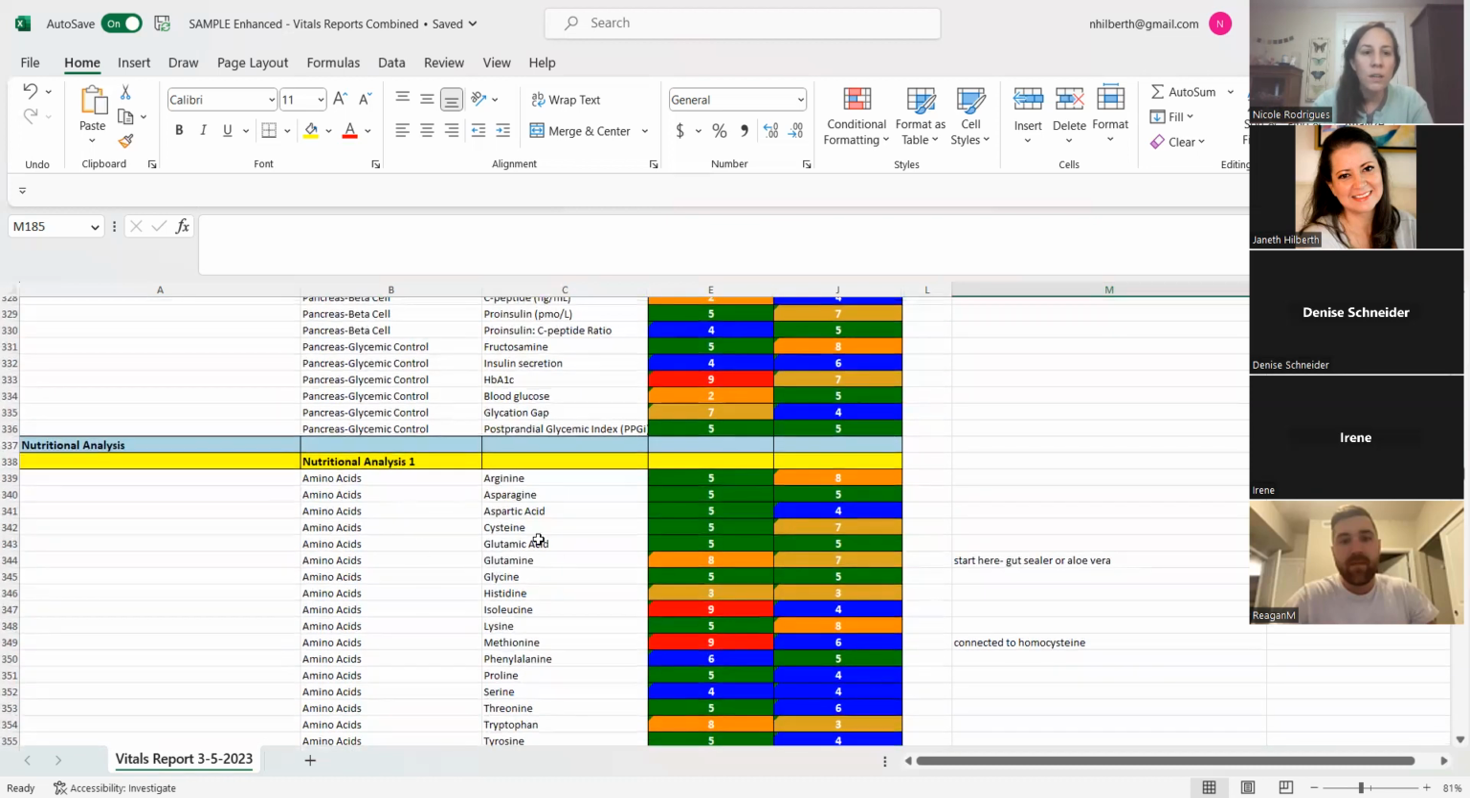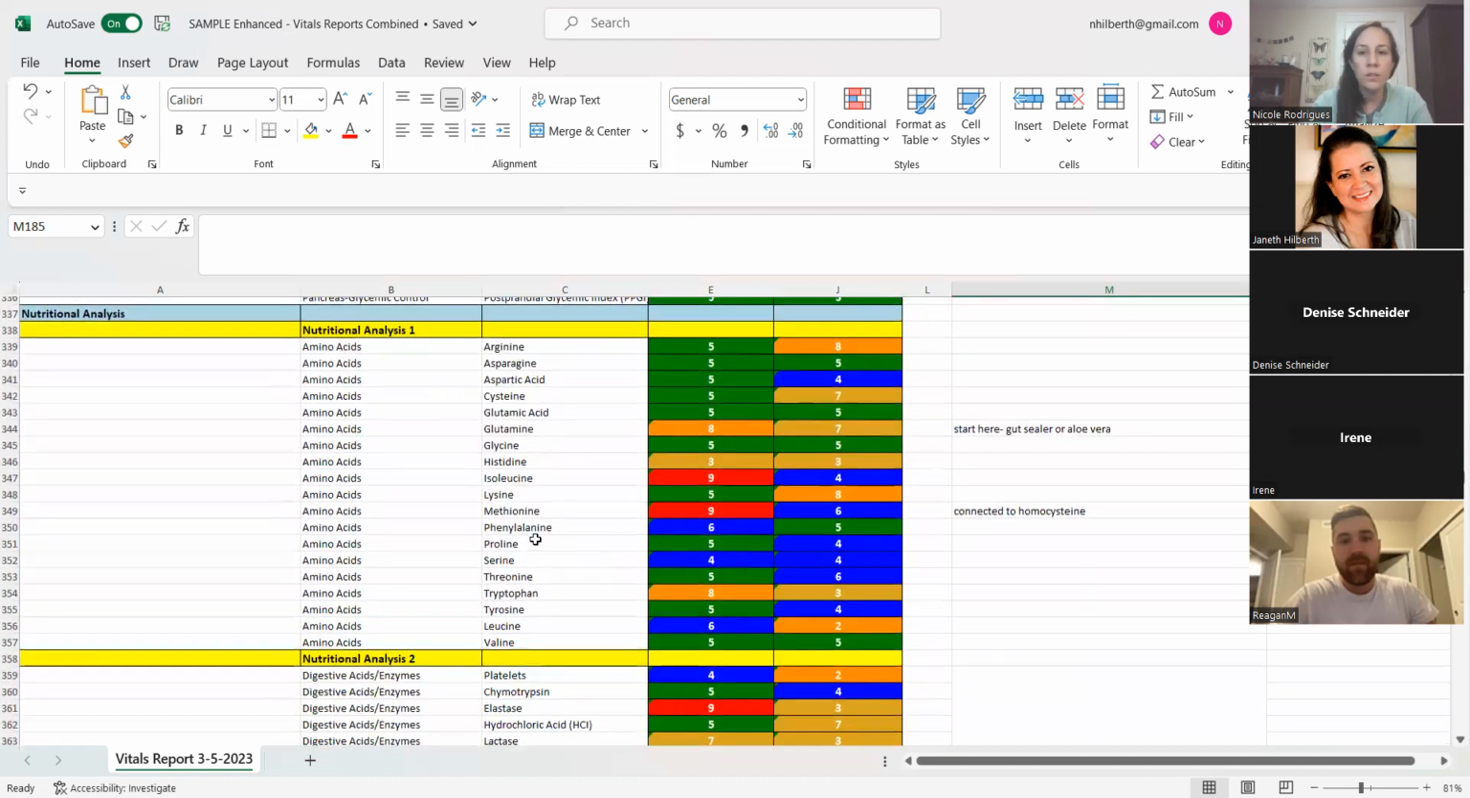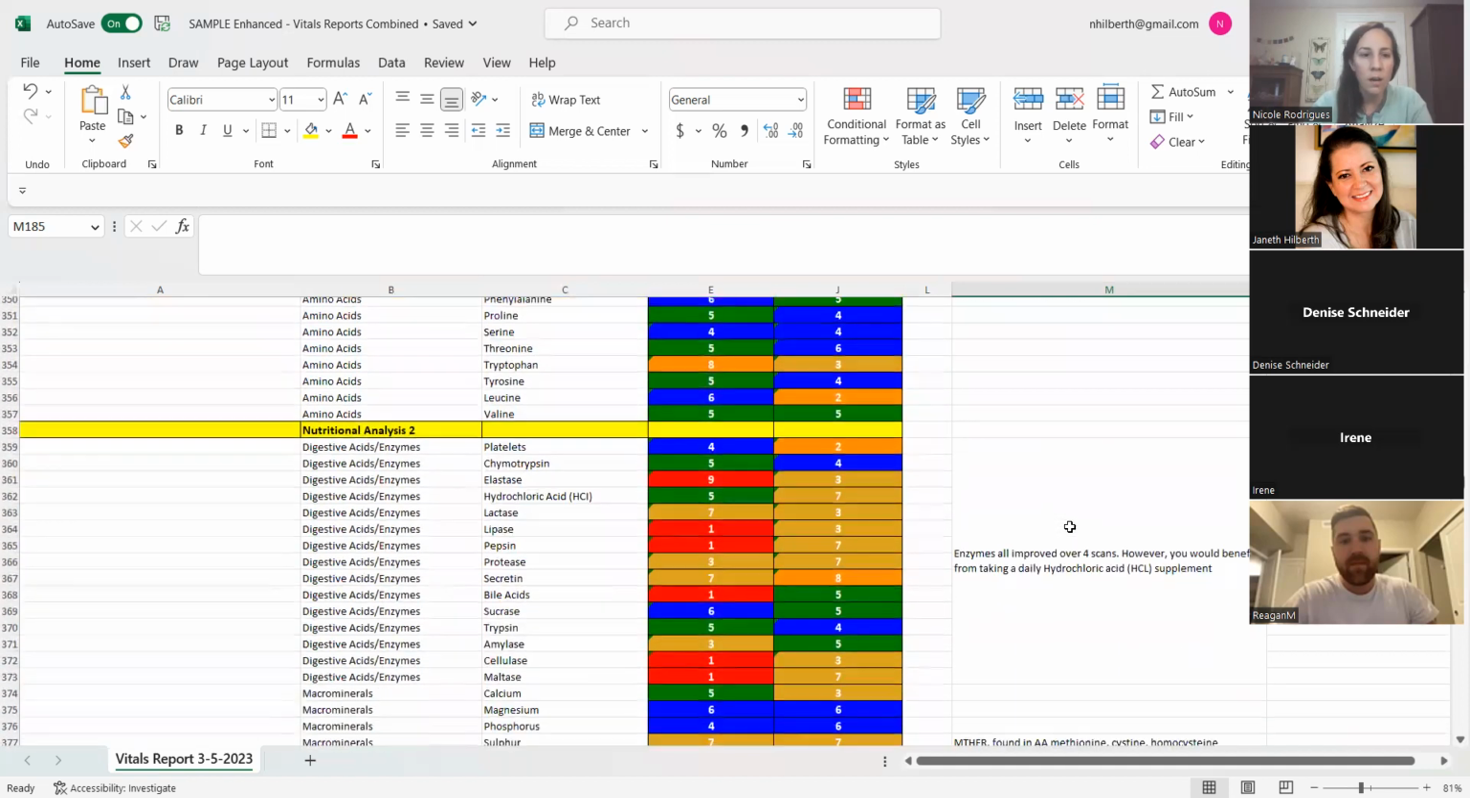So here we go, the amino acids. This is a really important section. Glutamine came up, and this is again connected to the aloe vera, the gut issues. So we definitely want to look at this first, because this is like the third time that we saw this come up. Okay, so methionine, this is connected to homocysteine. So again, it makes me think MTHFR, but I didn't even look at that part yet.